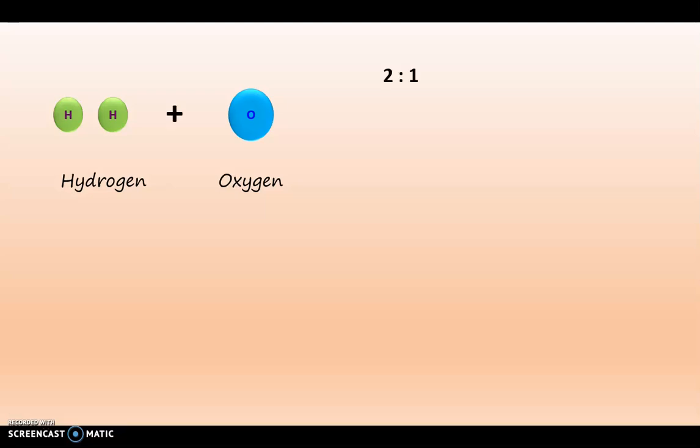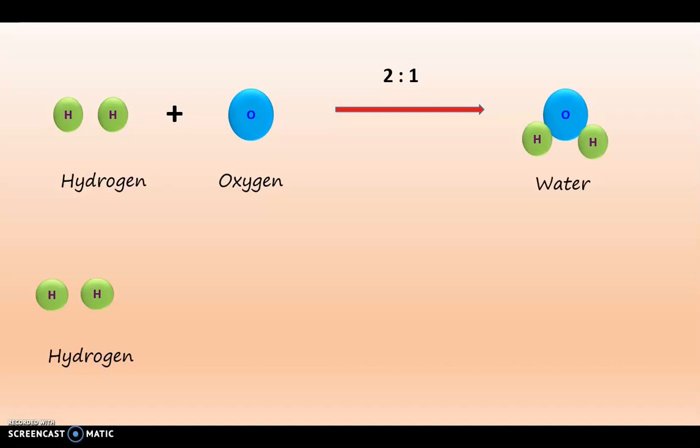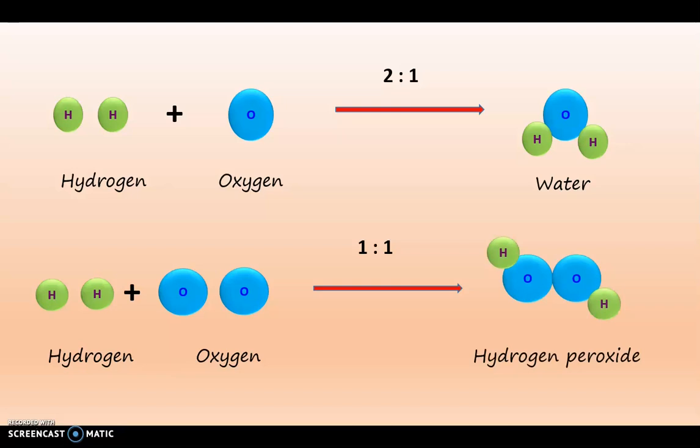Dalton also postulated that atoms of two elements may combine in different ratios to form more than one compound. For example, two atoms of hydrogen combine with one atom of oxygen in the ratio 2:1 to form a molecule of water. Also, two atoms of hydrogen combine with two atoms of oxygen in the ratio 1:1 to form a molecule of hydrogen peroxide.